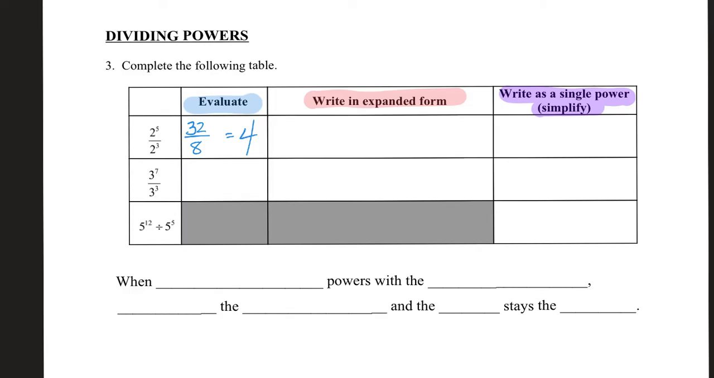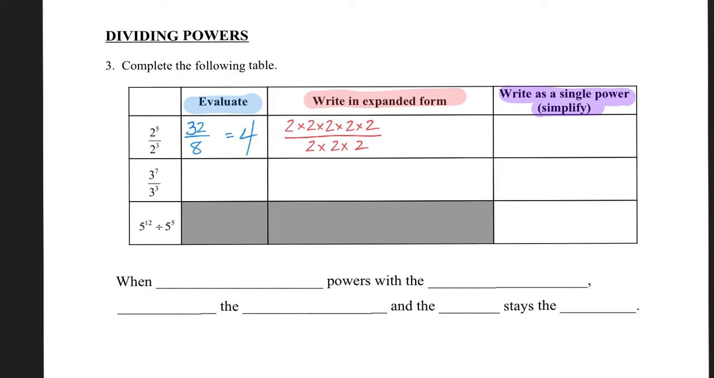Okay, now we need to write that in expanded form. I think we should be good to write that in expanded form. So I want you to pause the video now and write it in expanded form. Okay, we're back. So on the top of my fraction line, I need to have 5 2's separated by multiply. And on the bottom of my fraction line, I need to have 3 2's separated by multiply. There we go, we're in expanded form.